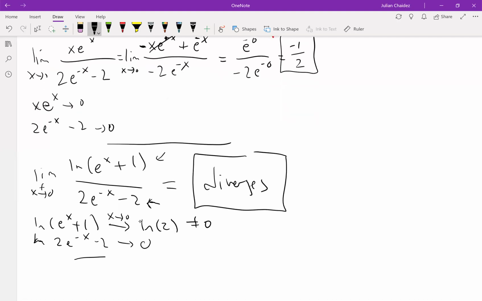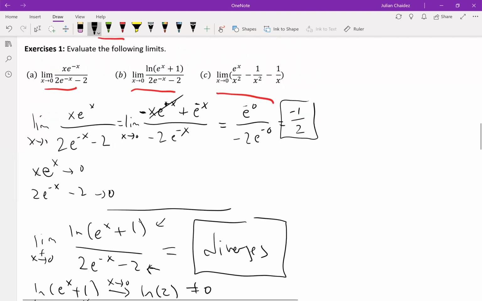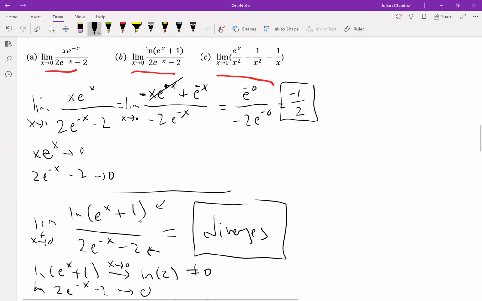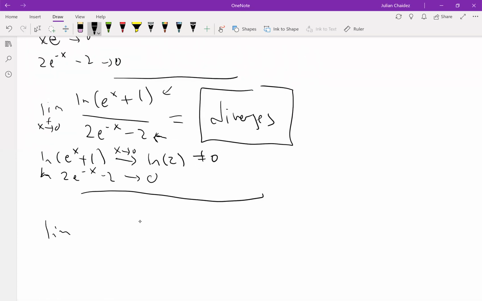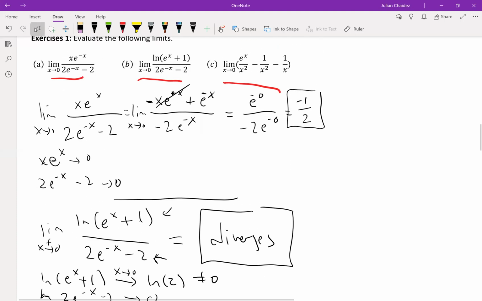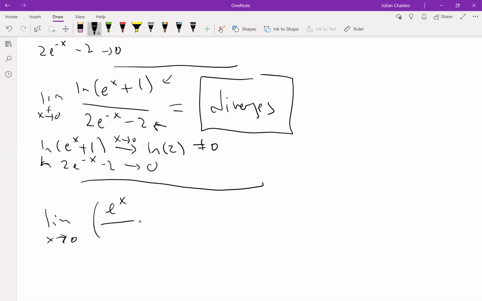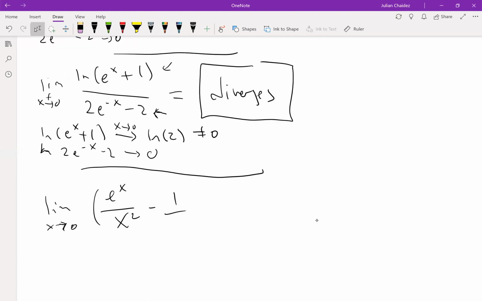Okay. And the last thing we want to set, so now we want to check the last one. Here we want to find the limit as x goes to 0 of this set of ratios. So this is like e to the x divided by x squared, minus 1 over x squared, minus 1 over x. Okay, and we want to know what happens to this as x goes to 0.